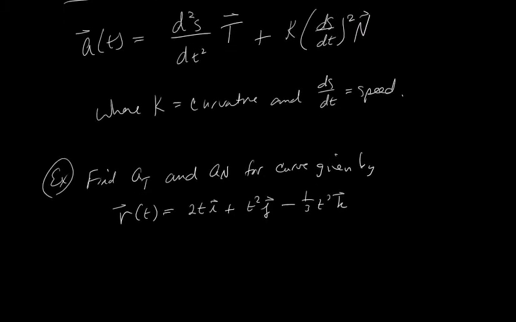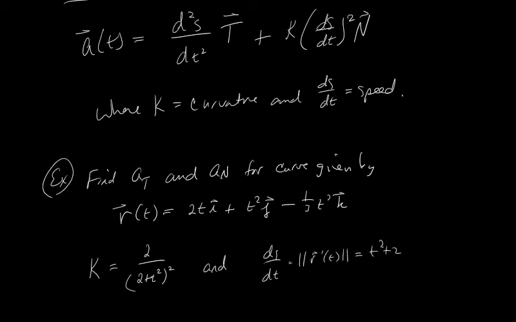Okay. Well, that's convenient because we already know the curvature. We just saw that a second ago. So we know that the curvature for this is given by 2 over (2 plus t squared) quantity squared. We also saw ds dt, which is the speed, which is just the magnitude of the velocity vector, r prime. We saw that that was t squared plus 2, so we've already got that one in place. And we can use these to find our acceleration components in the tangent direction and in the normal direction.